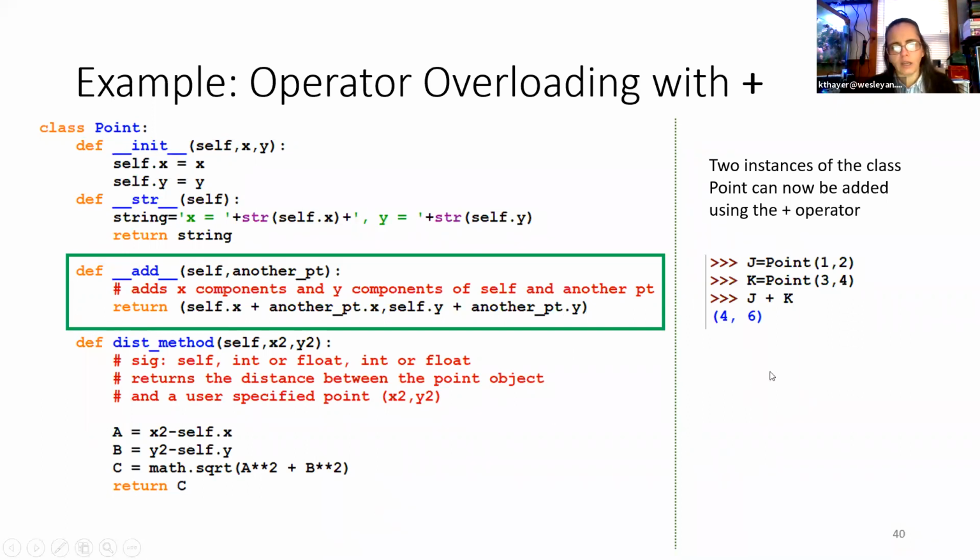And then go ahead and execute that, which won't do anything because we don't have any calls here. So then over in main, you can do it interactively. You can define a point j equals 1, 2, and k equals 3, 4. And then you can do j plus k. Notice that the x's have been summed and the y's have been summed, and it returned that back to you as 4, 6.